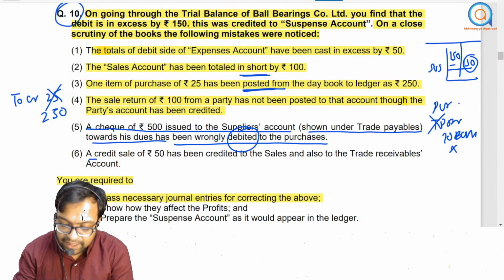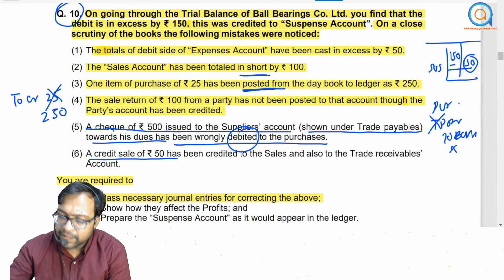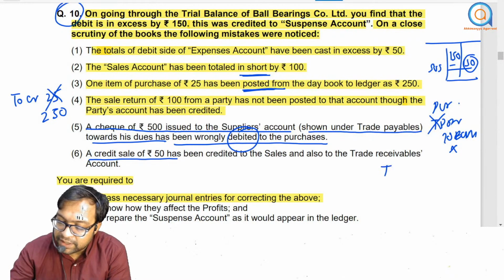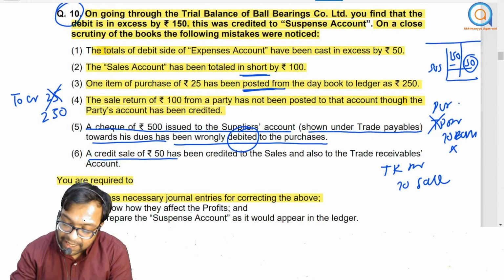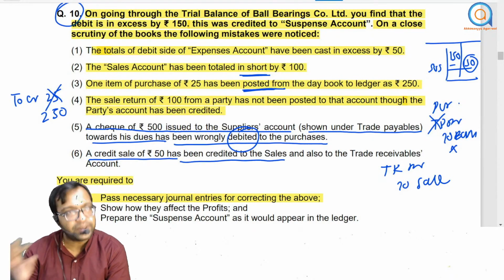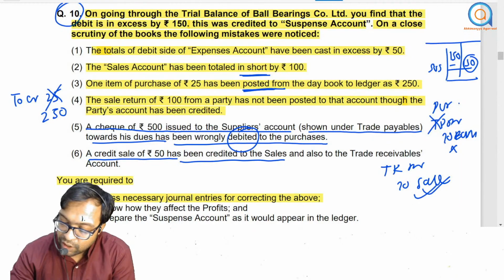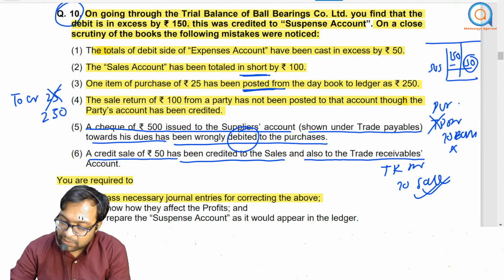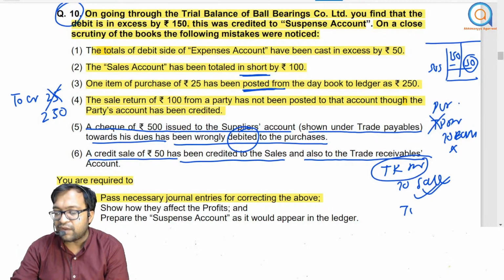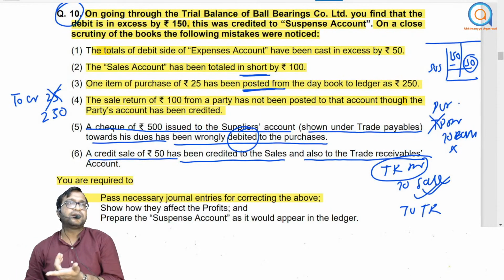Next, point number 6. A credit sale of 50. The entry for a credit sale should be trade receivable account debit to sales. It has been credited to sales. Crediting the sales account is fine. Also to the trade receivable, they have credited. You should have debited trade receivable. What they have done is they have credited trade receivable.